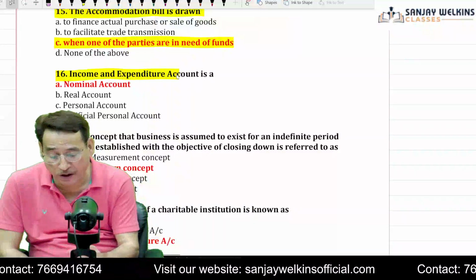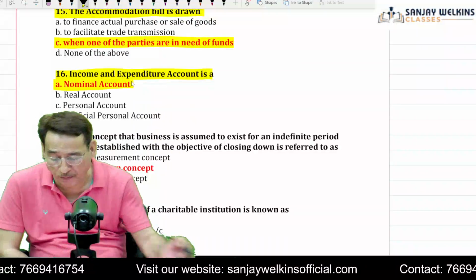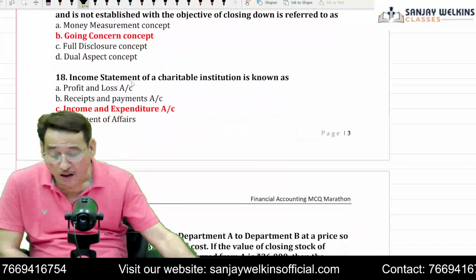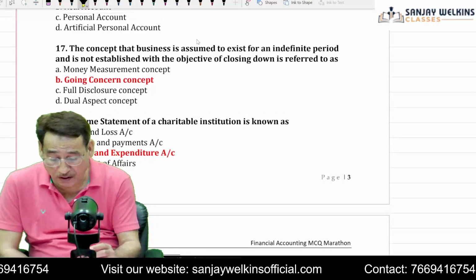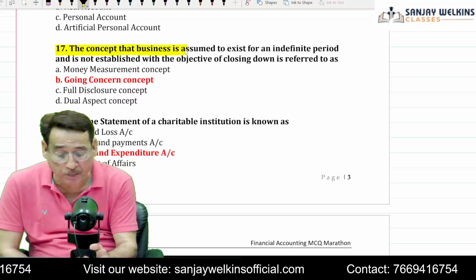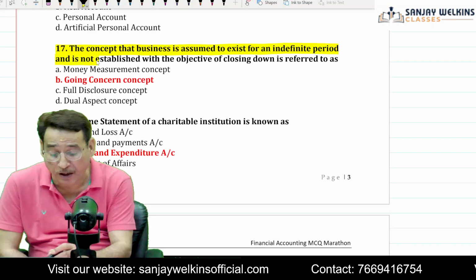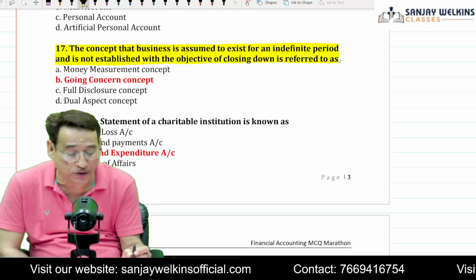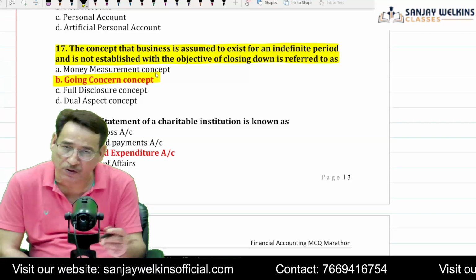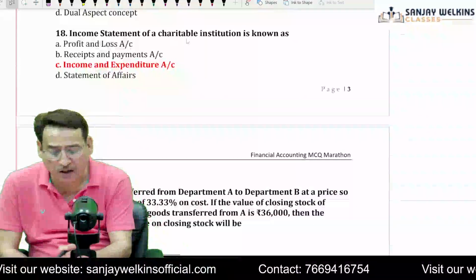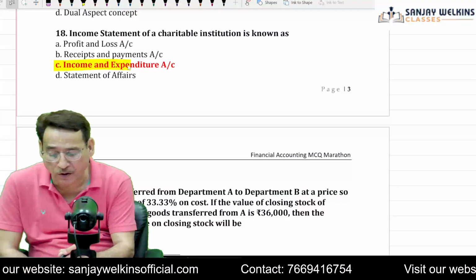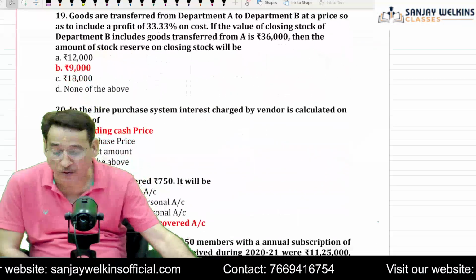Income and expenditure account, I need not tell you, is a nominal account. The concept that business is assumed to exist for an indefinite period of time and is not established with the purpose of closing down is referred to as the going concern concept, obviously. The income and expenditure account of a charitable institution is known as income and expenditure account.